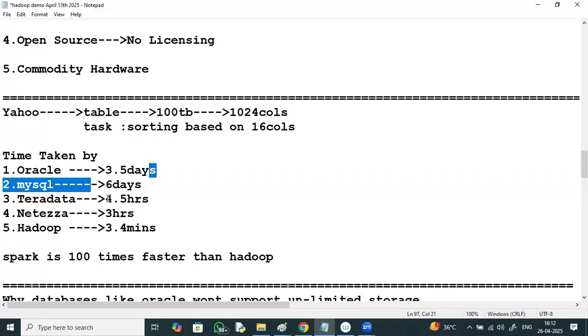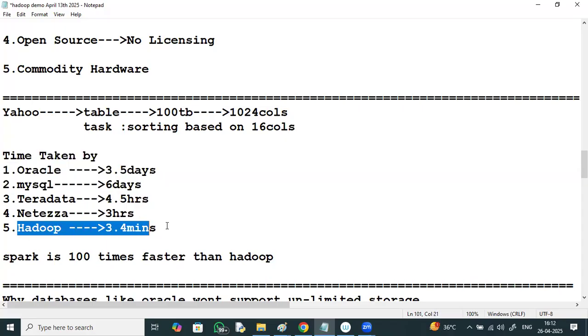Teradata, a specialized database used for data warehousing, took 4.5 hours. Netezza, another specialized data warehouse database, took 3 hours. Finally, Hadoop took just 3.4 minutes. That is the speed of Hadoop compared with the others. These took days, these took hours, and Hadoop took just minutes.